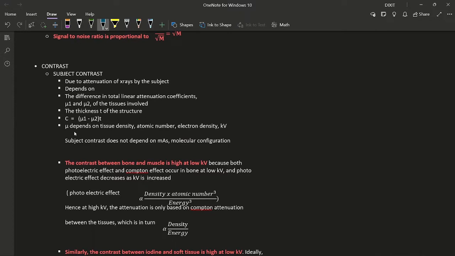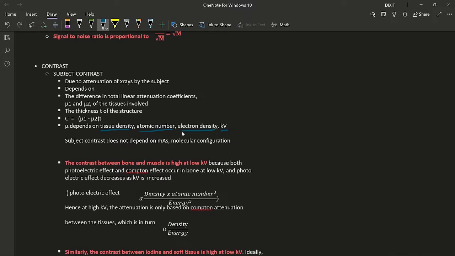Now one key point is that the linear attenuation coefficient further depends on the tissue density, atomic number, electron density, as well as the voltage that is applied. As you can imagine, the more tissue density the structure has, the higher the attenuation coefficient. And structures with higher atomic numbers usually have higher attenuation coefficients. That is the reason why lead is used in filtration and radiation protection, because it has a higher atomic number and hence it attenuates x-rays much better.